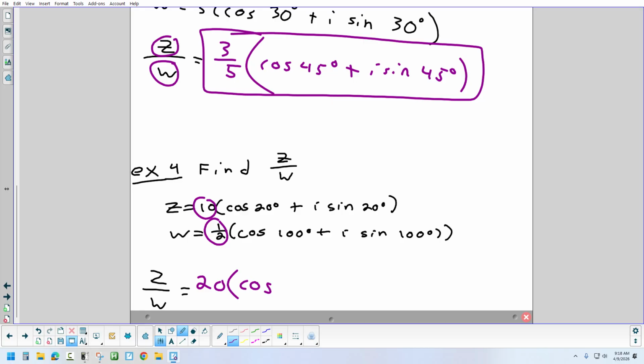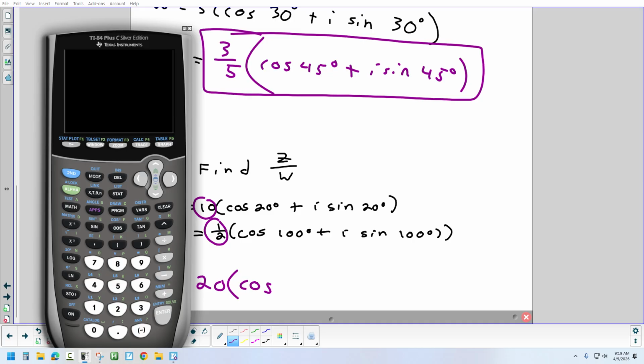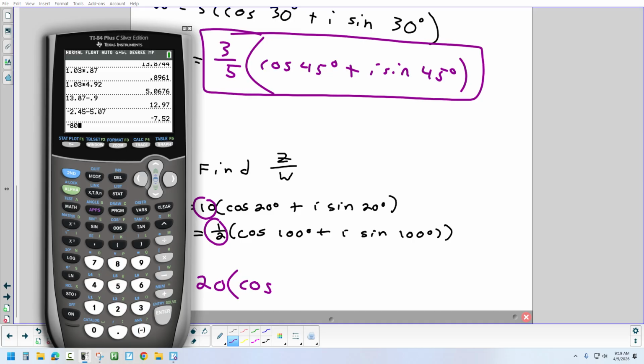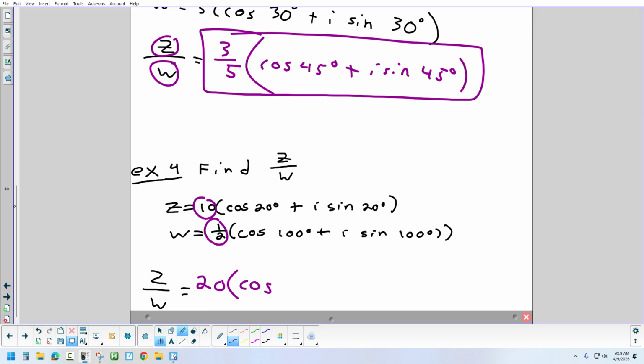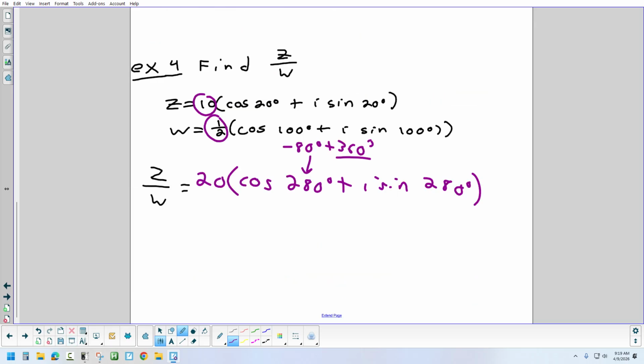And Serenity, what would my new angle be? Negative 80. Yep, so the 20 minus 100, that would give me negative 80. And then what can I add to that? 360. I can add 360, and that's going to give me 280. Okay, so that's my angle, 280. And we got that from negative 80. We added 360 to it. Okay. Any questions on that?